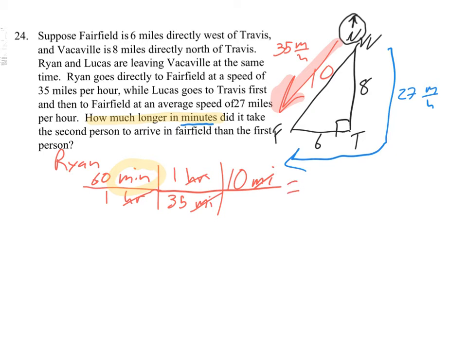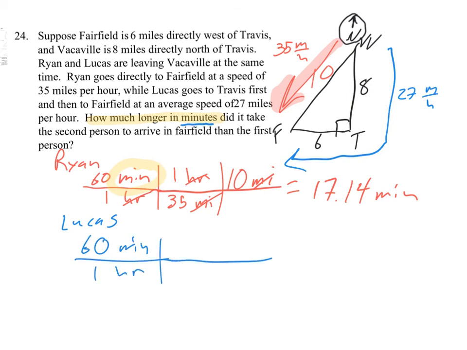So 60 times 10 divided by 35 is actually 17.14 minutes. All right, we got Ryan's. We're going to do the same thing with Lucas now. So Lucas, same idea. The format's going to be pretty much exactly the same. We just have different numbers for Lucas than we do for Ryan. So again, we want minutes, so let's start with minutes. And we know that's 1 hour. And what do we know about Lucas? Well, we know that Lucas is traveling 27 miles per hour. So that's the same thing as 1 hour per 27 miles.